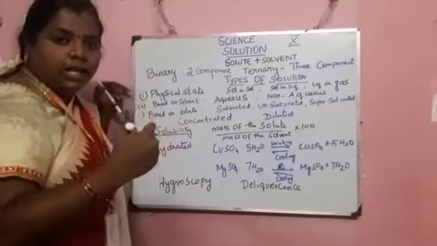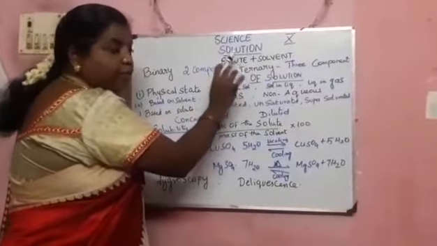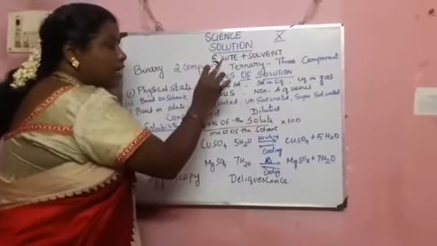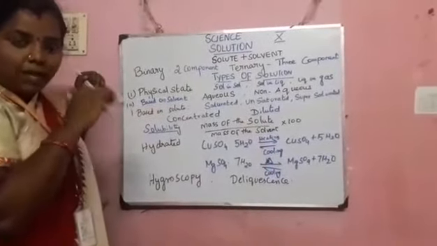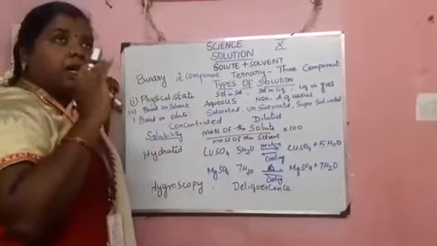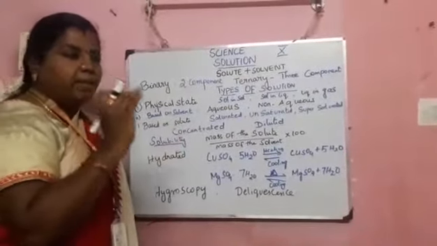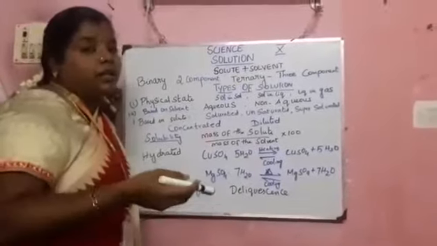Can you understand? Concentrated means we have concentrated on the solute: more solute, less solvent. Dilute means less solute, more solvent. That is called a dilute solution. Usually in a normal small laboratory, we have a limited supply of concentrated acids, so they are used in a diluted form.